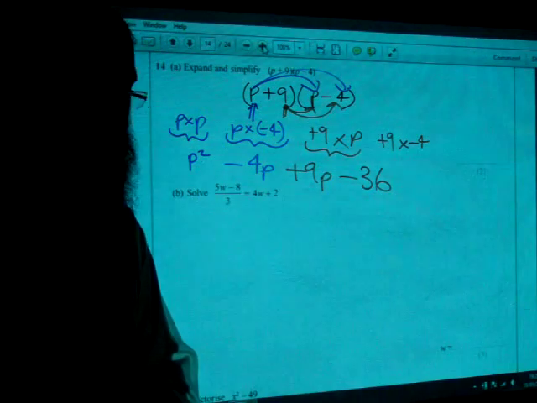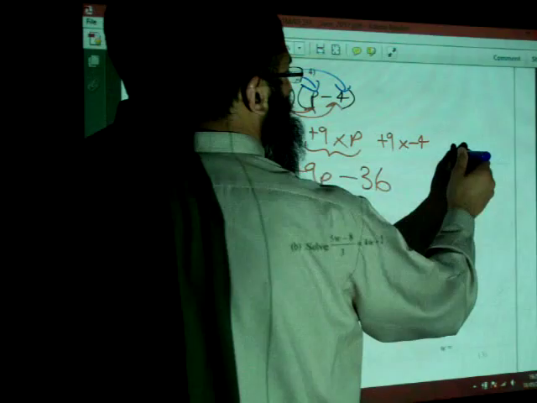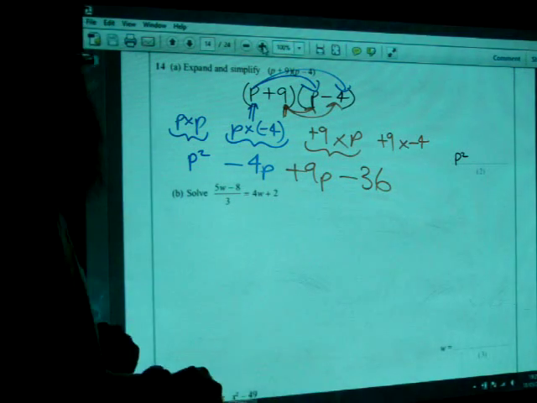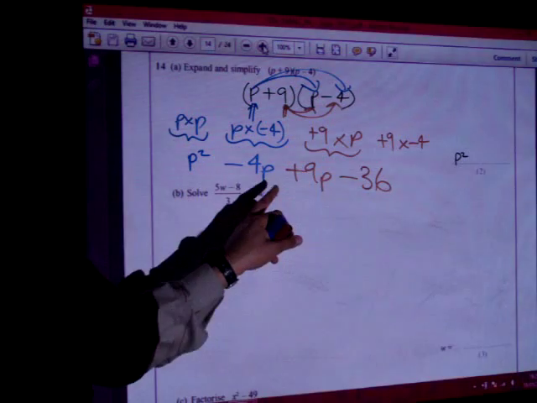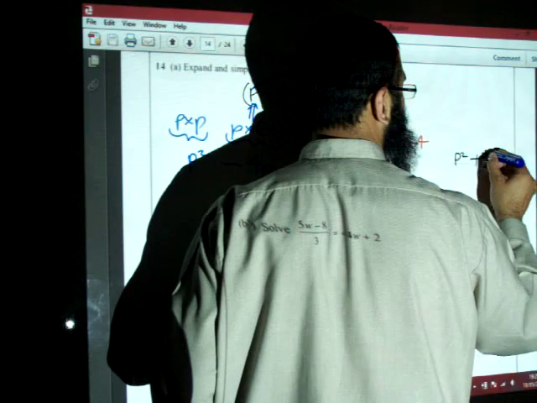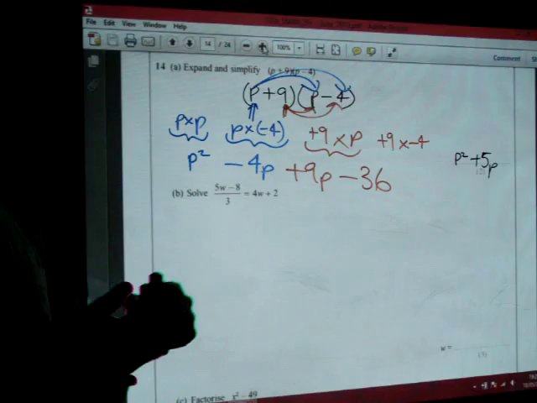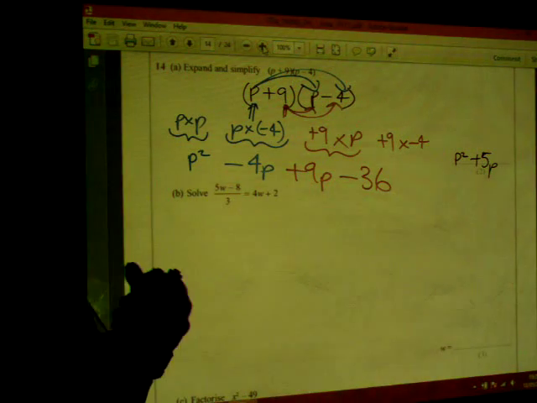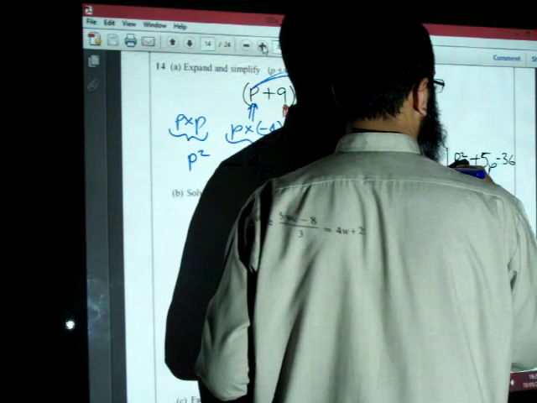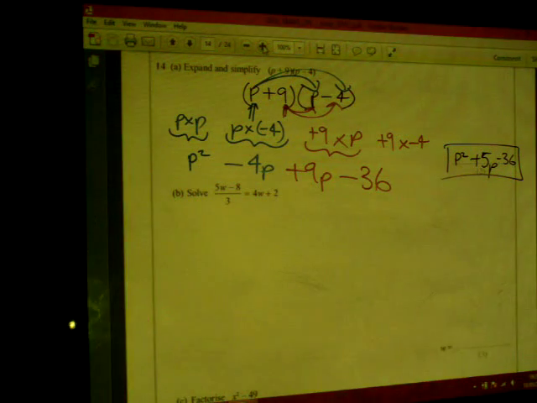Now what do we do now? We need to simplify. So the P squared doesn't simplify, that stays as it is, because there's no other P squared. We have minus 4P and plus 9P. So you have 9P, you take away 4P, so how many P's do you have left over? 5P. Okay. And you have minus 36. Can that simplify with anything else? No, because that's the only numerical value there. So that'll give you P squared plus 5P minus 36.